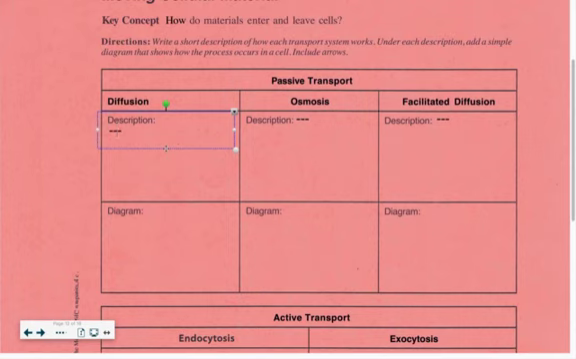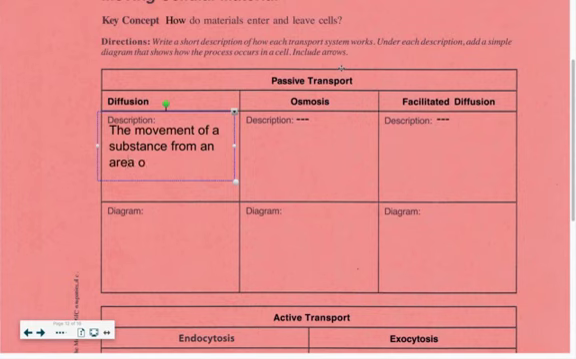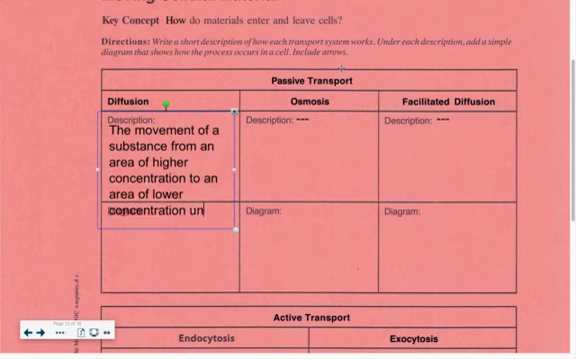So the first one, the description is of diffusion, and that is the movement of a substance from an area of higher concentration to an area of lower concentration until equilibrium is reached.